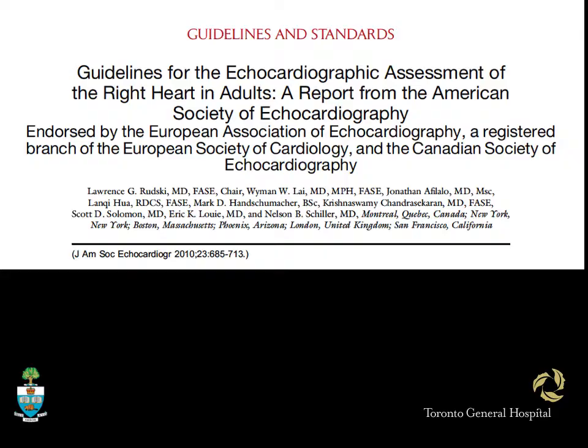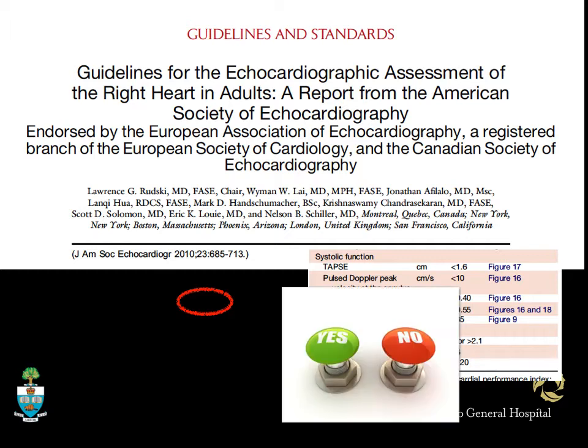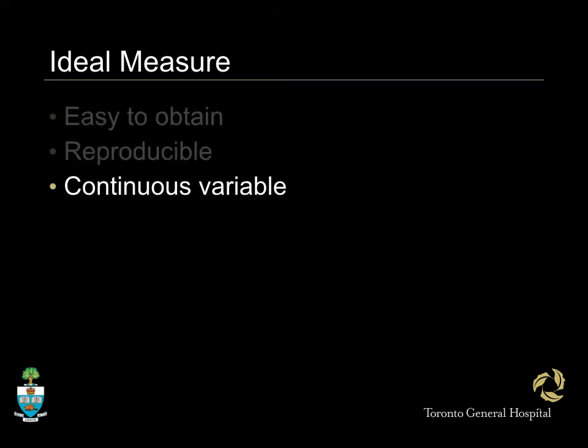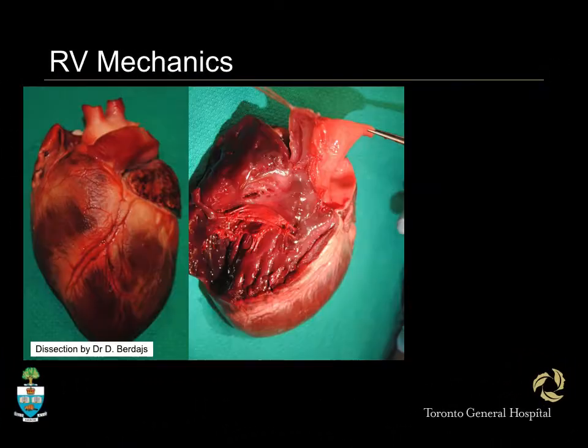One of the other problems with the current guidelines is that if you look at the guidelines, they come with numbers. And the numbers are identifying normal and abnormal. So most of the numbers only allow us a qualitative assessment. We say, is it good or is it bad? So what would be an ideal measurement of the right ventricular function? Obviously something that's easy to obtain, that's reproducible, that's a continuous variable. It doesn't just give us good and bad, but gives us a spectrum of function, and that possibly correlates with outcome. So to find this ideal measurement, we can go back to basic anatomy.